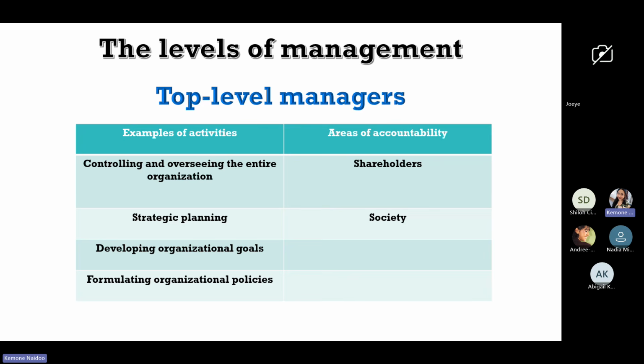Just remember, top level managers are concerned with the organization as a whole. Most likely, each organization can be different, but maybe after every 6 months or after a year, top managers will collect information from each department and from each level of management.